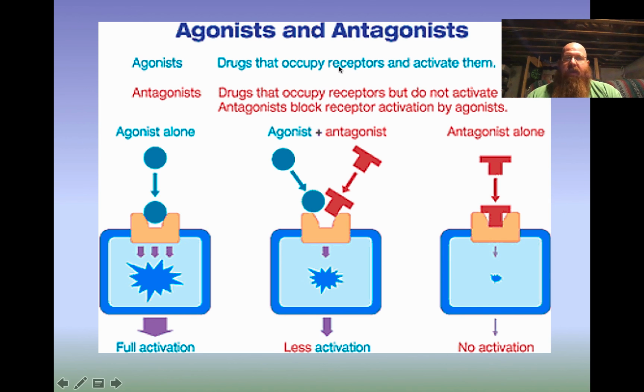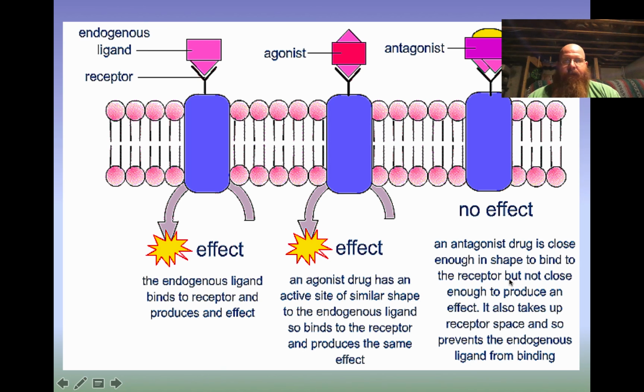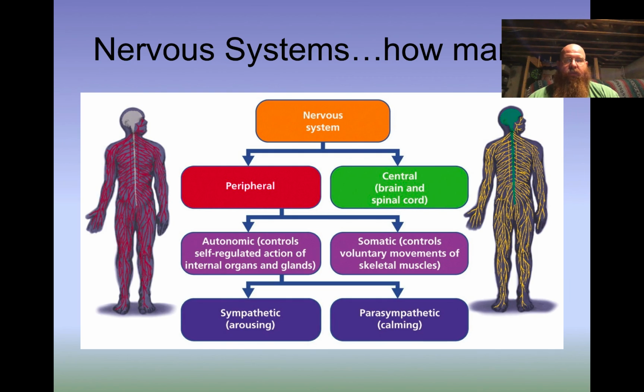We talked about agonists and antagonists. When you have the agonist alone, although it doesn't fit here, it's close enough that it fires, and you have full activation of the next cell. When you have both agonist and antagonist fighting to get in, a lot of times you can get some activation, but not all. And when you have an antagonist that gets in here, close enough to fit but not close enough to fire, then you have no activation. Here's another example of that. Again, you can pause as you go through all of these.